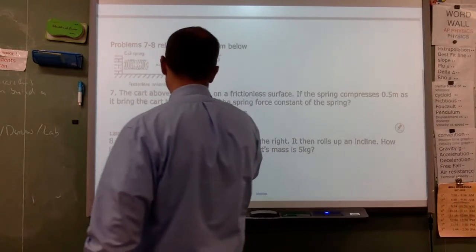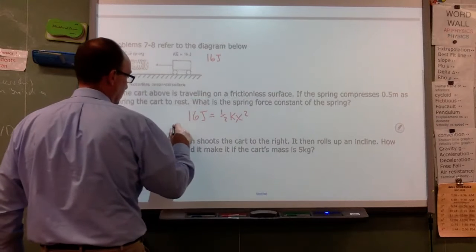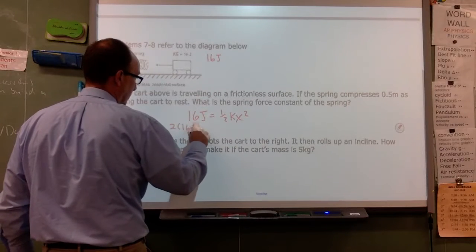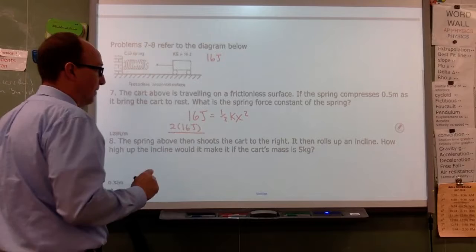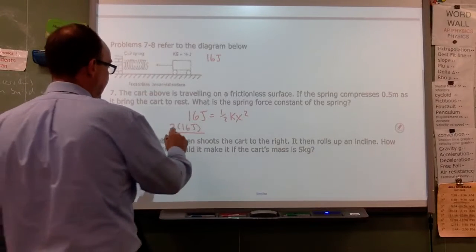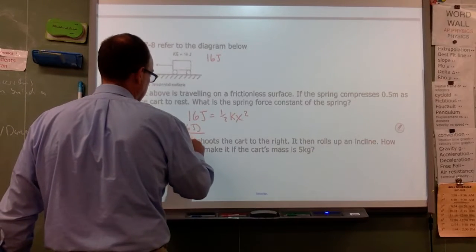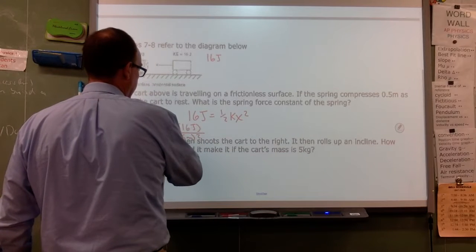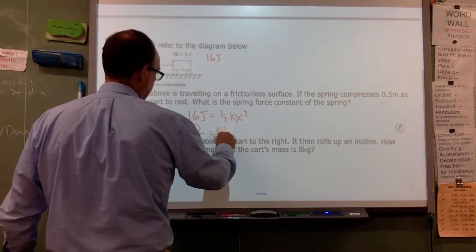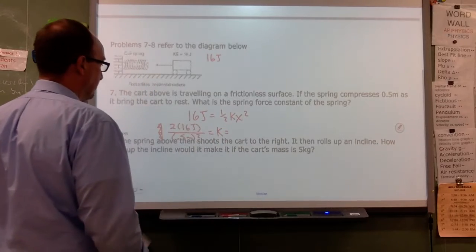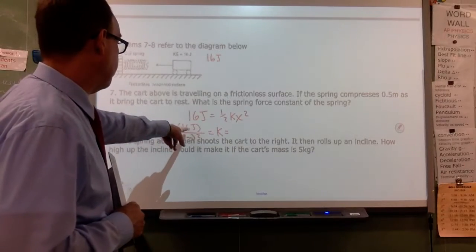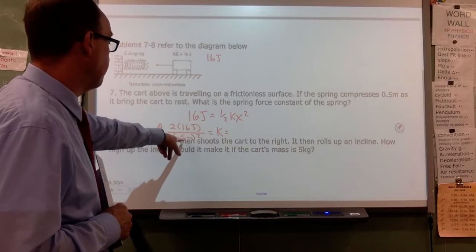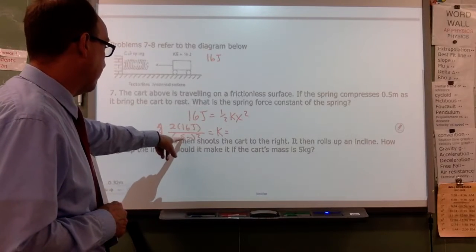I'm going to multiply both sides by 2. And then I'm going to divide by x squared. In this case, my x is 0.5 meters squared, and that's equal to k. So I have 2 times 16, which is 32, divided by 1/2, divided by 1/2.